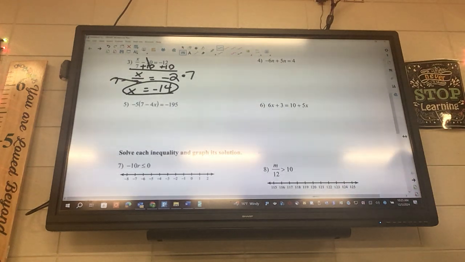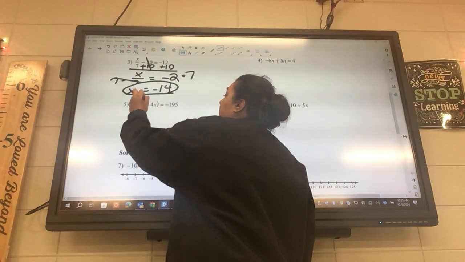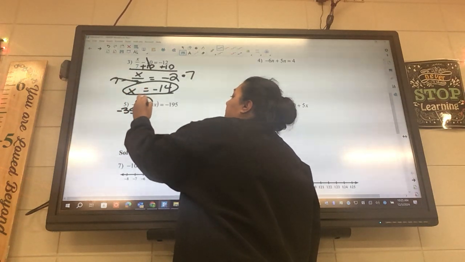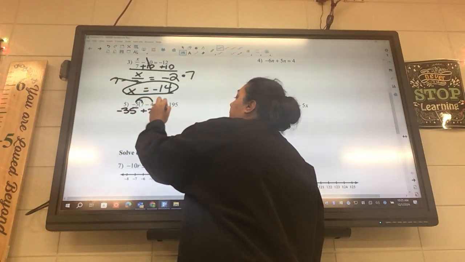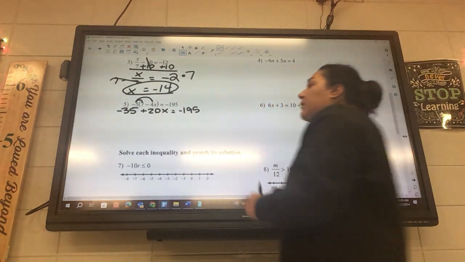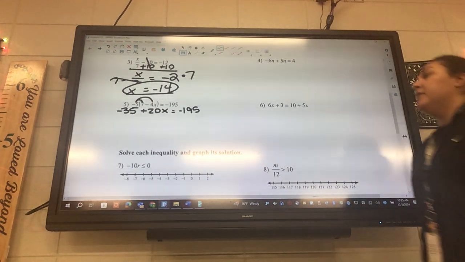Okay, number 5. What needs done first? Distribute, multiply. Okay, negative 5 times 7 is going to be negative 35. Negative 5 times negative 4 is a positive 20x equals negative 195. Okay, and then what? Add 35 to both sides.